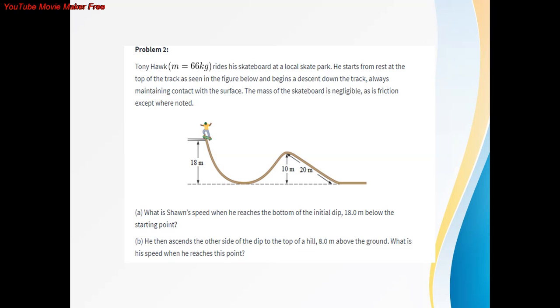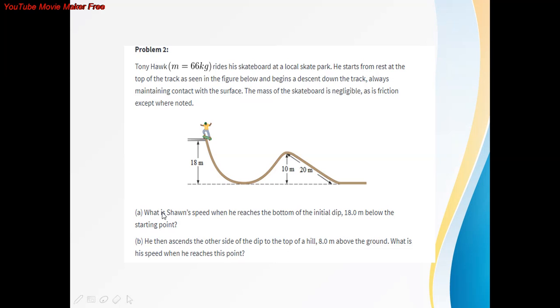This is another numerical. There is a person, Tony Hawk, whose mass is 66 kg. He rides in on a skateboard at a local skate park. He starts from rest at the top. At this point, the velocity is zero, and as given in the figure below, he descends down through this track. The height is 18 meter, and he always maintains contact with the surface. The mass of the skateboard is negligible, as is friction, except where noted.